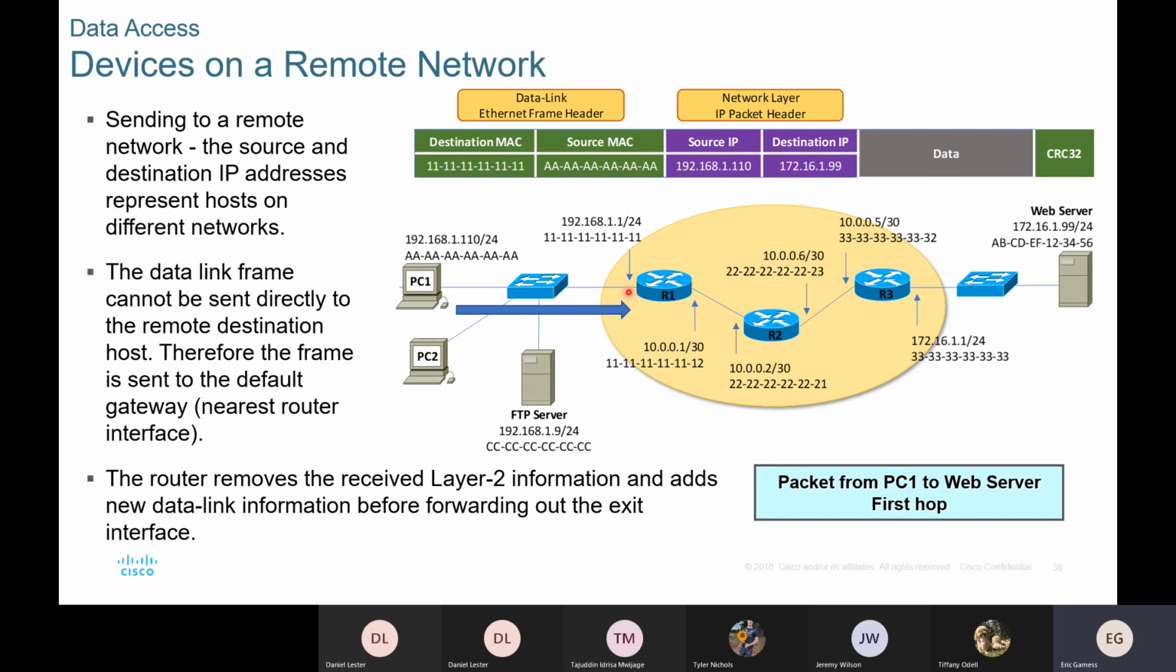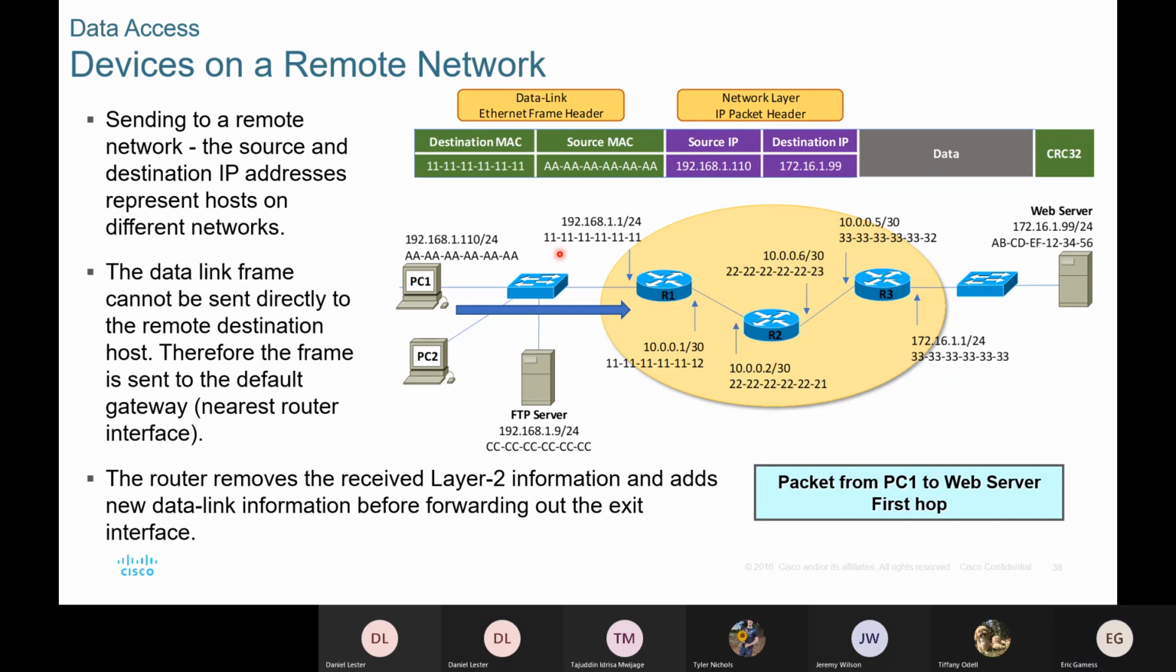So for all the hops, we say that we have 5 hops: the first, the second, the third, and the 5th hop. The source IP address will be the IP address of PC1, which is 192.168.1.110, as we can see here. The destination IP address will be the IP address of the server, which is 172.16.1.99. And in all the 5 hops that we will have, the source IP address and destination IP address are not going to change.